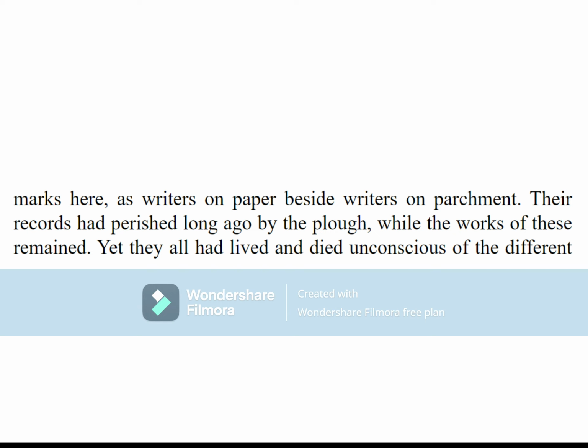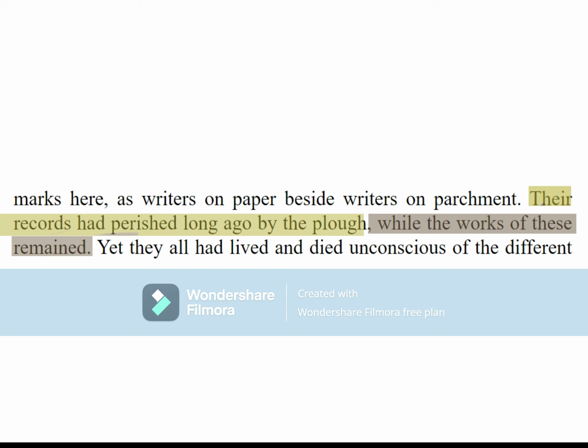Let's read this new sentence. Their records had perished long ago by the flood, while the works of these remained. Their records had perished long ago by the flood. It's our main clause. And while the works of these remained, it's our adverbial clause. The subordinator in this complex sentence is while. While is preceded by a comma, so they go together. Also, this word is a relative adverb.